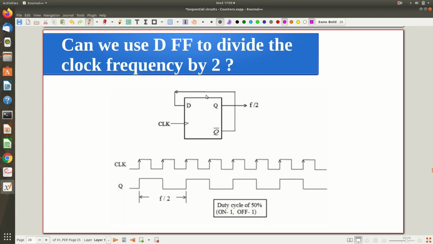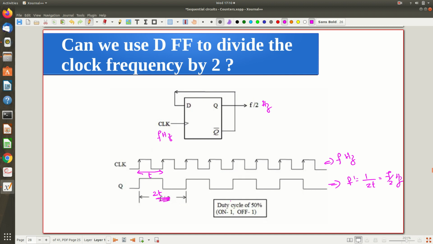So Q bar we are connecting, so that the output frequency will be half of the input frequency, f by 2. F by 2 hertz is the output frequency, meaning the input frequency is f hertz. So that I have a clock. If this clock is of some f hertz frequency, and if this is of time period t, you can see that the time period of this one is 2t, right? So its frequency f dash will be 1 by 2t, that is nothing but f by 2 hertz.